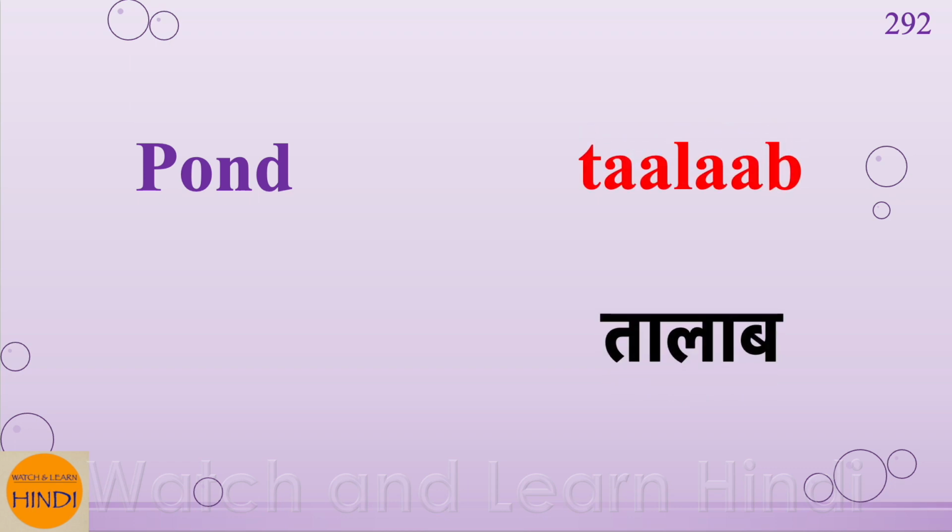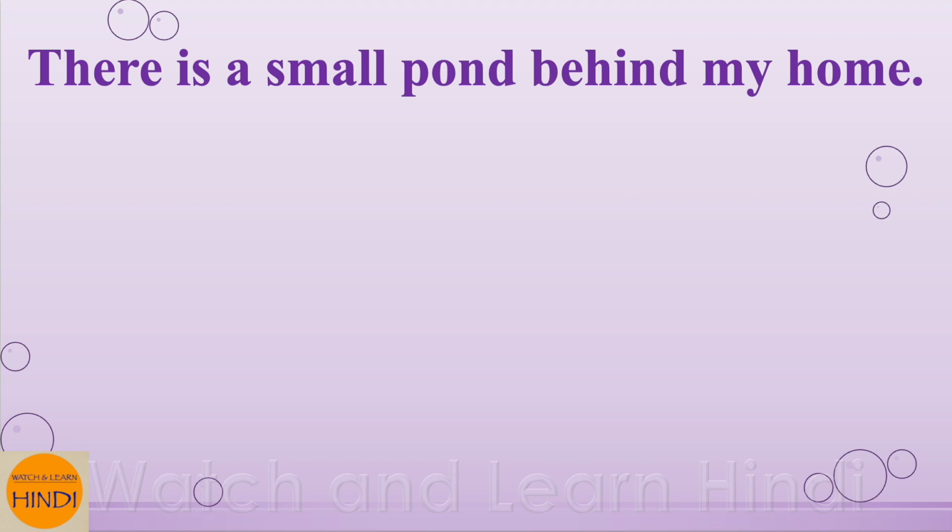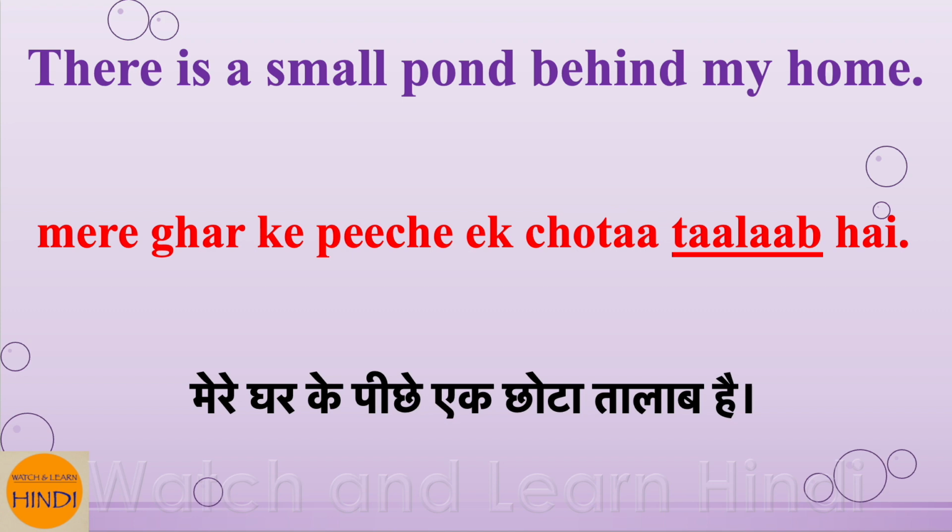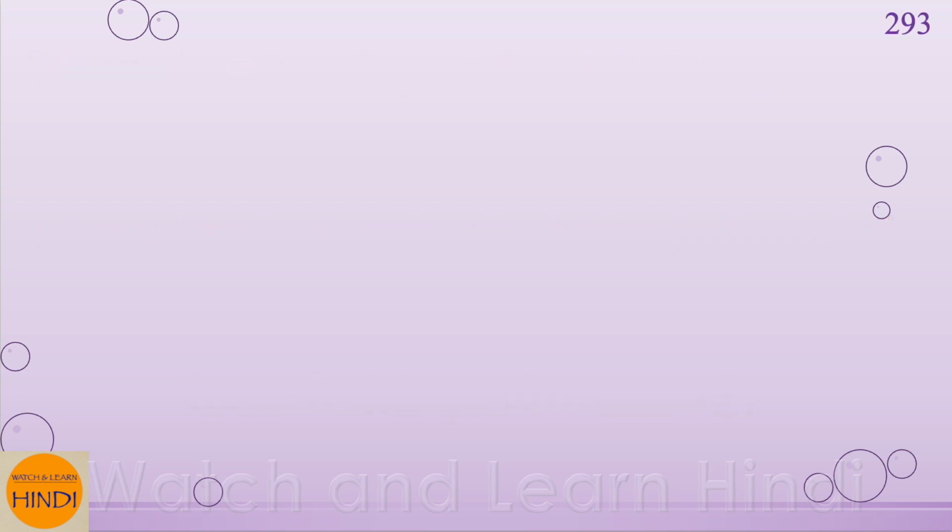Pond, तालाब. There is a small pond behind my home. मेरे घर के पीछे एक छोटा तालाब है. पीछे, as you learned, is behind. घर is home and छोटा is small. There is a small pond behind my home.